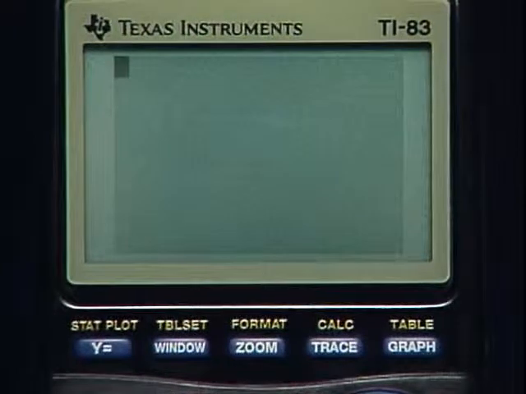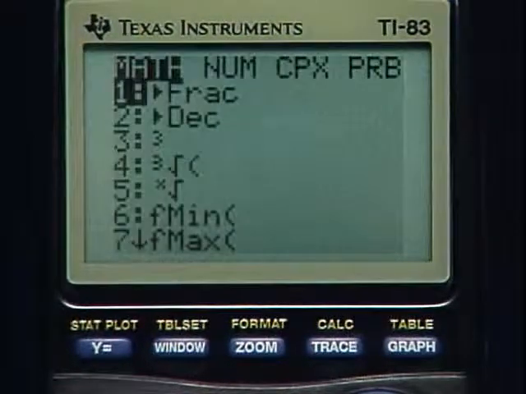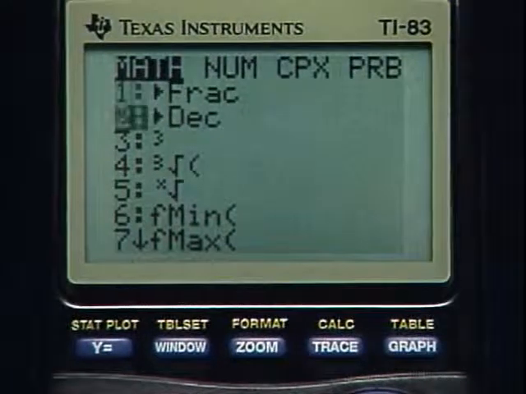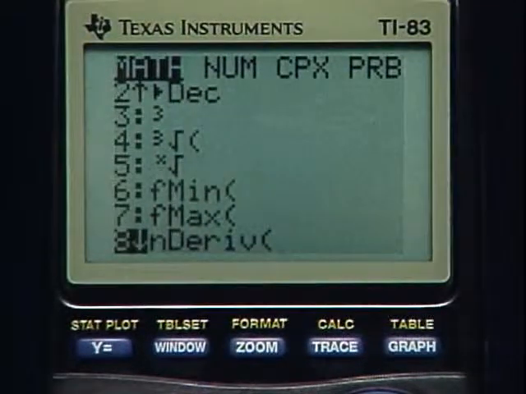There is a way to access a menu. It's in the math menu. I'm pressing math, and then I want to access item number 8. It's this one, nDeriv, pressing enter.